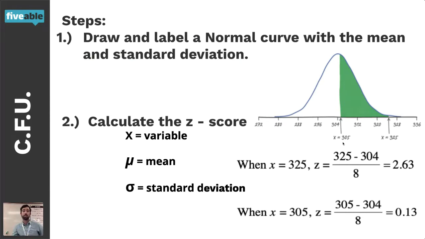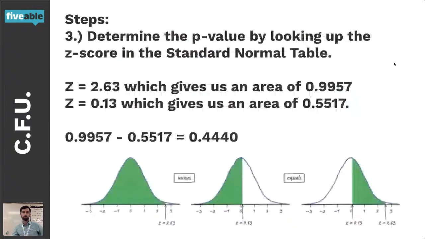So when I got my z-score for 325, I got 2.63. My z-score for 305 was 1.3. My next step is to then look up the p-value using my standard normal table. So the p-value for 2.63 is 0.9957. The p-value for 0.13 gives me an area of 0.5517.